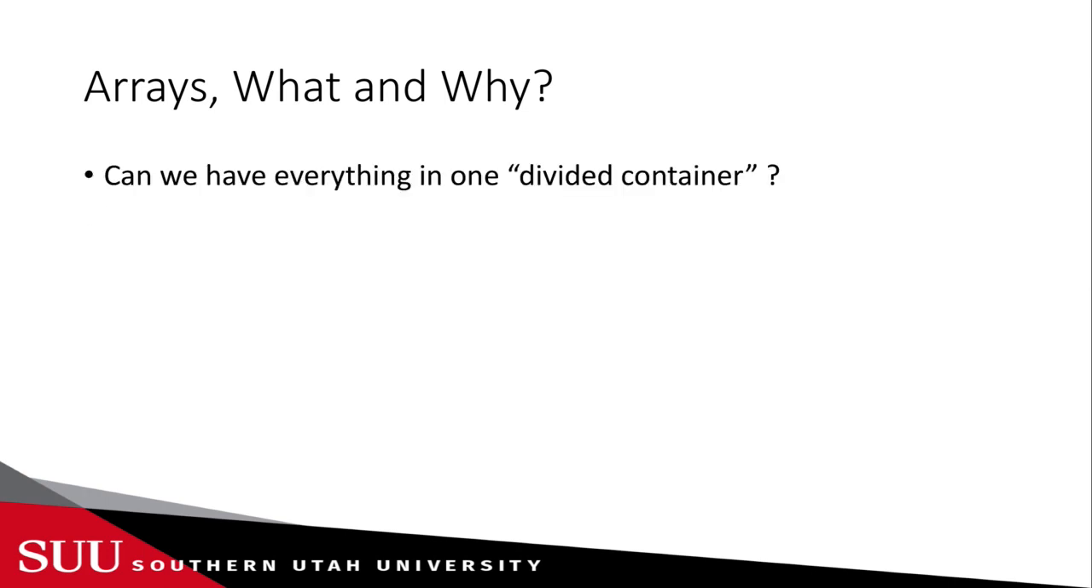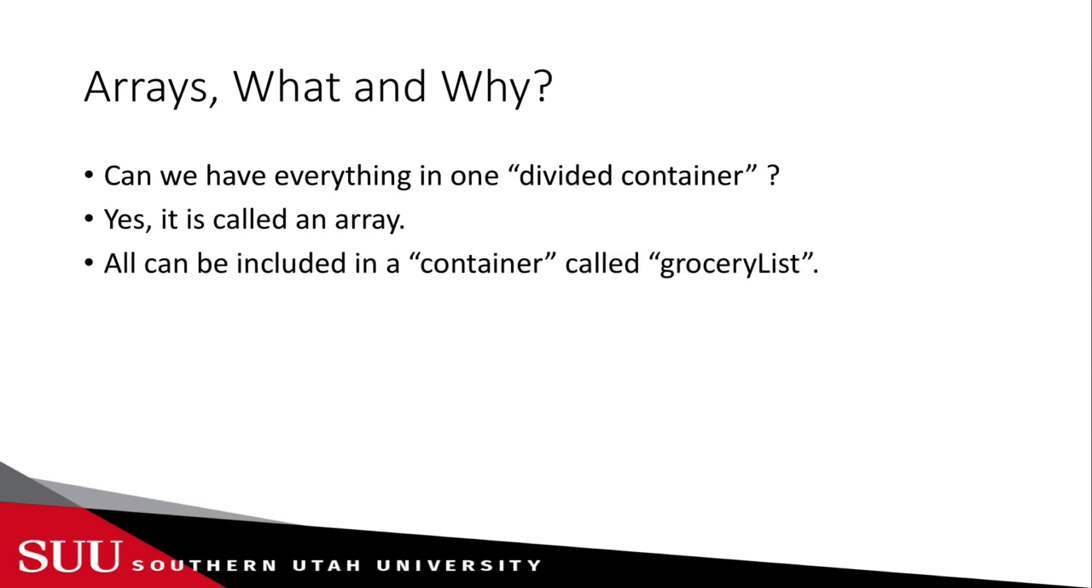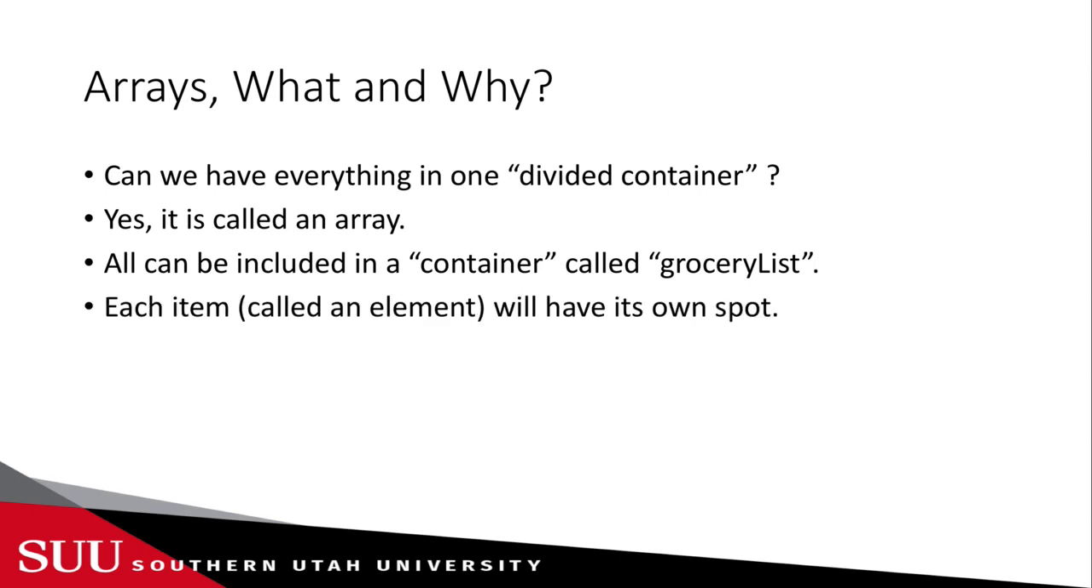So can I have everything in one divided container? I refer to my container by one name, and that name will have places inside the container, and then I can access the first place, second place, and so on. The answer is yes, and this is what we call an array. So we can include everything in a container, call it grocery list, and then each item is going to be called an element in the array, and it will have its own spot, and those are going to be numbered from 0 to n.